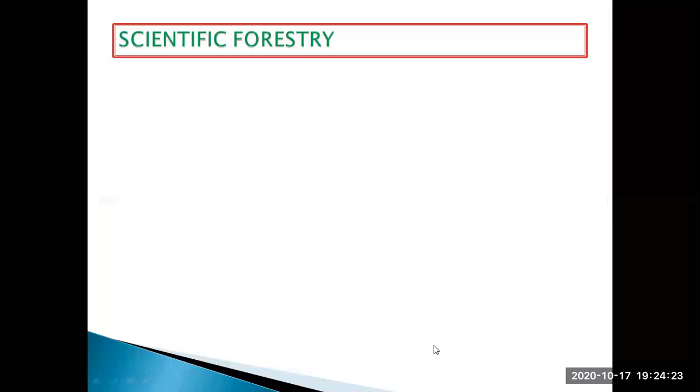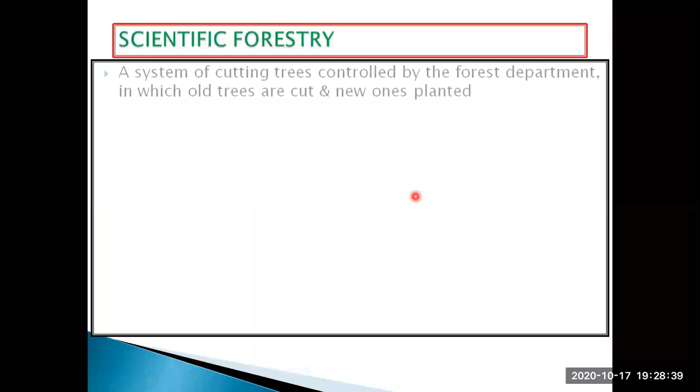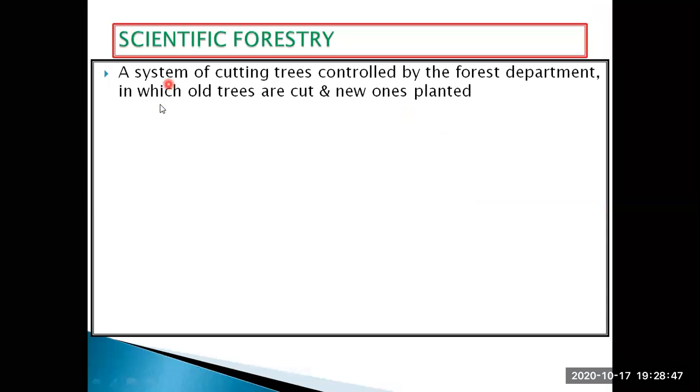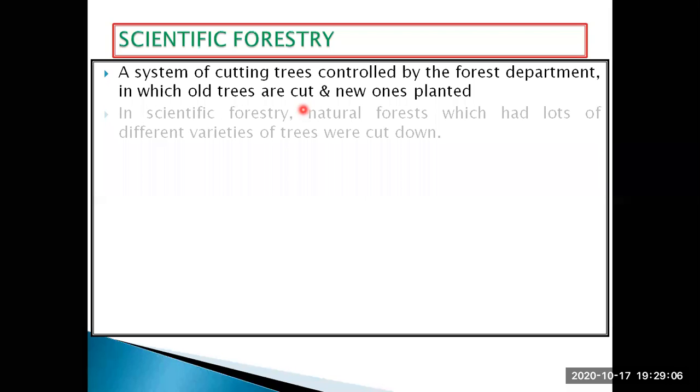So let us learn what is scientific forestry according to Dietrich Brandis. Scientific forestry is a system of what? Cutting trees controlled by the forest department, in which old trees are cut and new ones are planted. That is one of the first steps in scientific forestry, and that was taught in that particular institute of Dehradun as well: if you are cutting down the old trees, then you must plant the new ones also. That is the first step of scientific forestry.